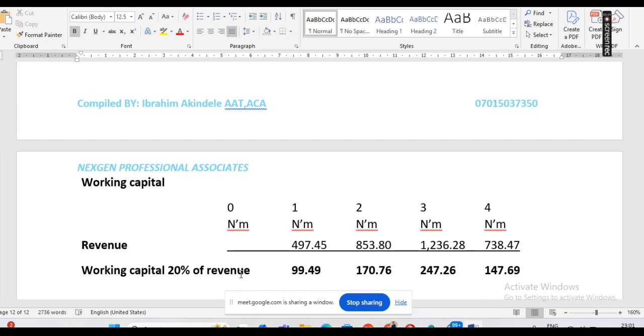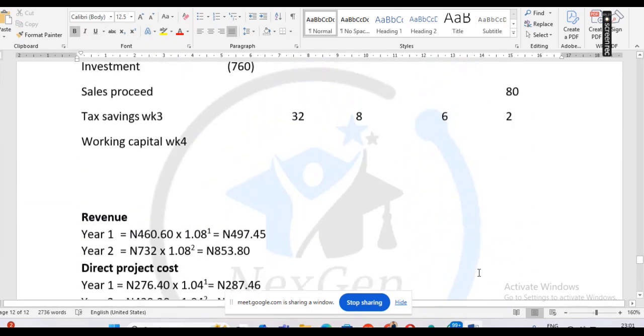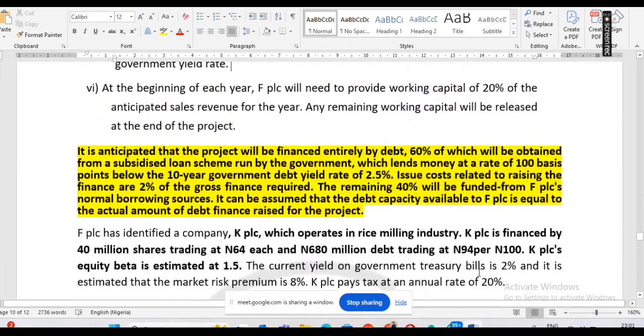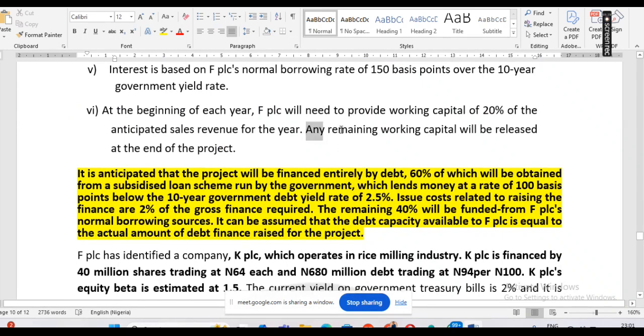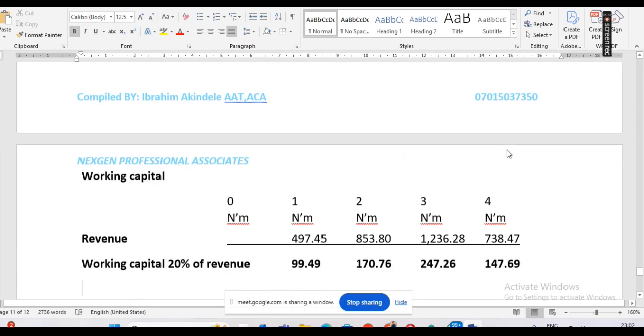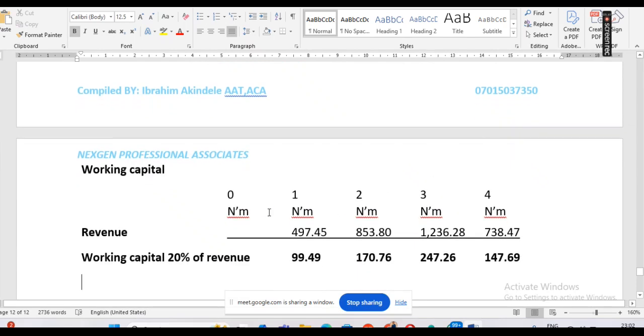Right. So, which means that at the end of the year, you will give me this balance. That this is my money, because I've been running the business from January to December. Don't forget, the question is saying that at the last year, you have to pay me back my money. Don't forget, working capital is what you use in running the business. Can you see it? Any remaining working capital will be released at the end of the what? At the end of the project. What is at the end of the project is what? Year what? Year four.